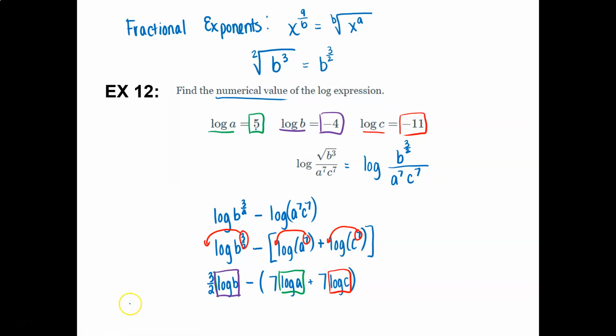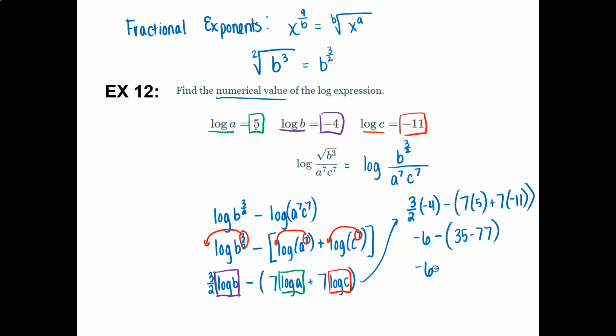So this is how it will look. I'm going to go over here so I've got some more room. I'll have 3/2 times log B, which is -4. I've got 7 times log A, which is 5. And 7 times log C, which is -11. The logs are gone completely here. So 3/2 times -4 is going to give me -6. You got these parentheses here. This is going to be 35 minus 77. That's going to be -42. That double negative right there becomes positive, and you should get 36, I think.